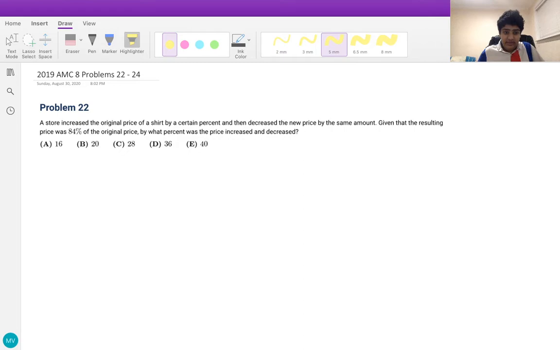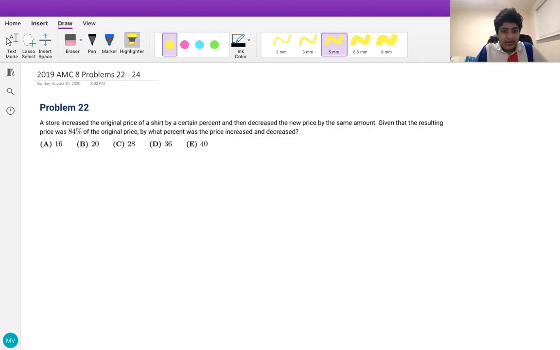This is Vishnu Pudi, and today we will be solving problems number 22 to 24 of the 2019 AMC 8. So, without further ado, let's begin with problem number 22. We got our highlighter ready, and now we read the question.